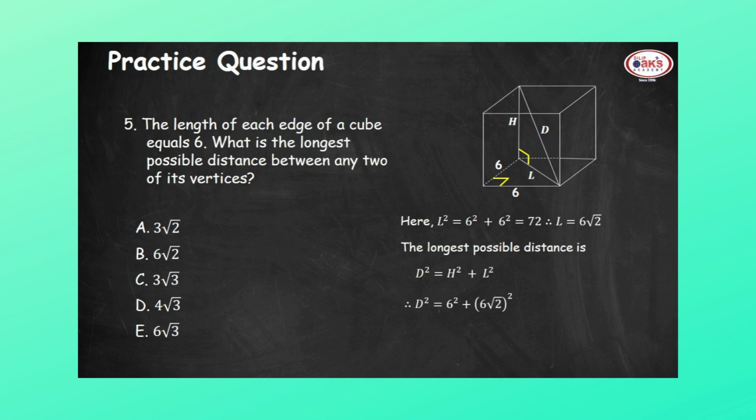Therefore we can write D square is equal to 6 square plus 6 root 2 the whole square. That gives us D square is equal to 36 plus 72, which is 108, and that gives us the final answer as D equal to 6 root 3. Therefore we will surely mark option E and get the full credit for this question.